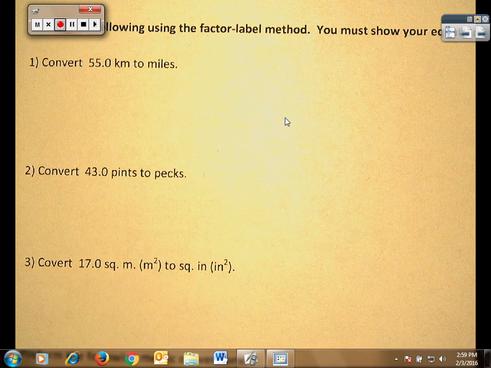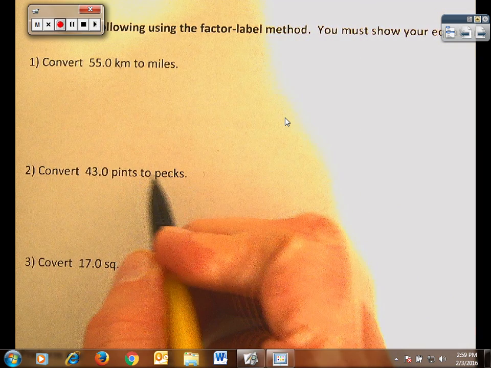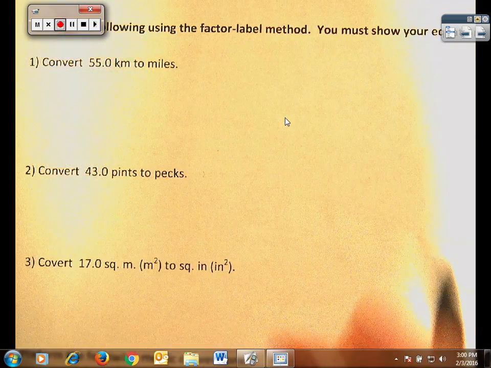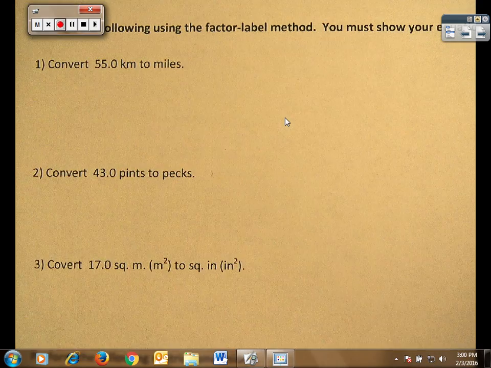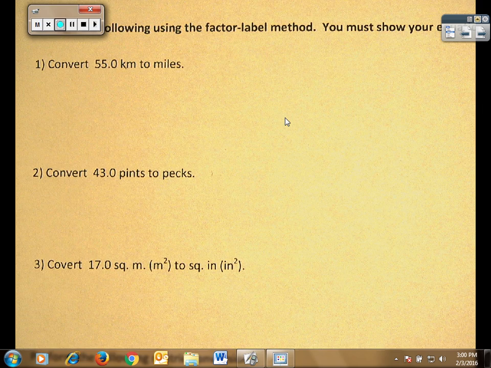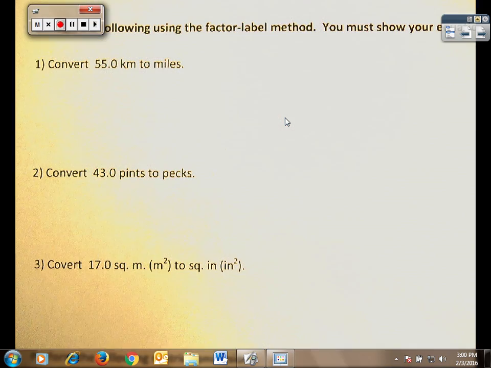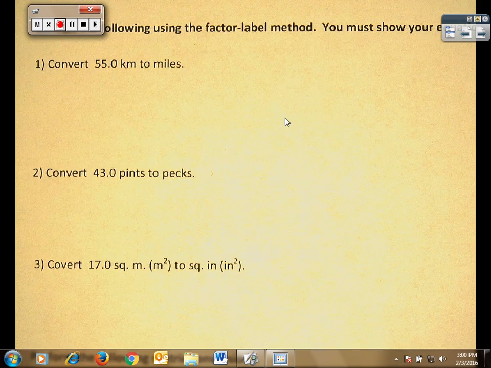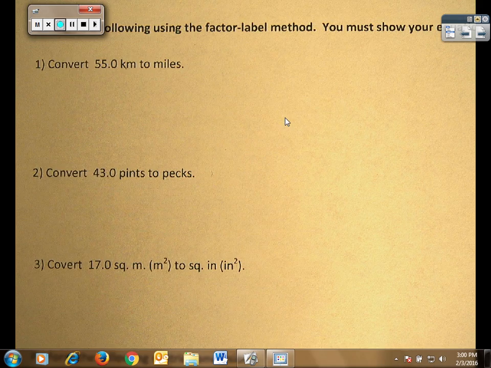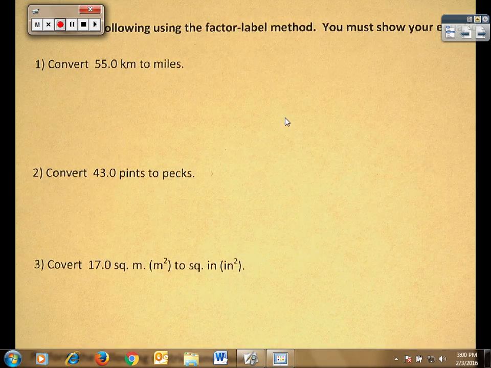Factor label method is also used when converting between English units like pints and pecks. Again, when we want to do that conversion, we're going to have to do some math. We're going to have to set up an equation, have some equivalences, punch some buttons on a calculator to get it done. That process is sometimes called dimensional analysis. Factor label and dimensional analysis are exactly the same thing.